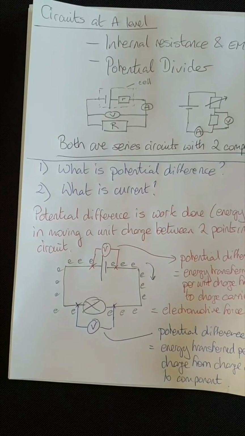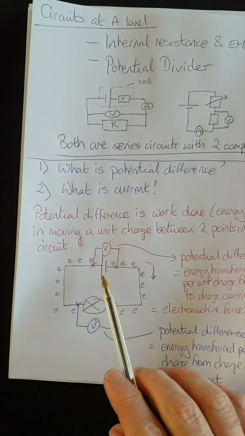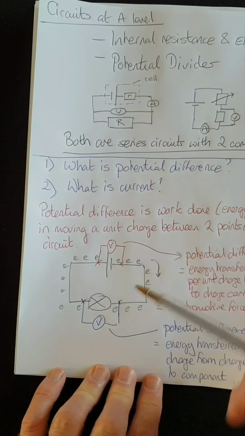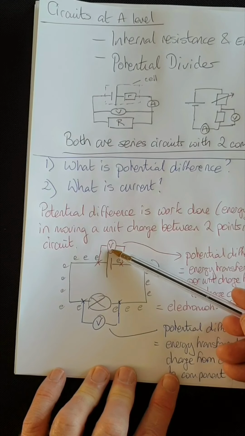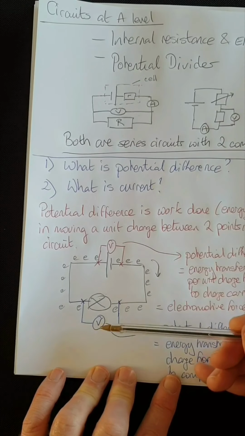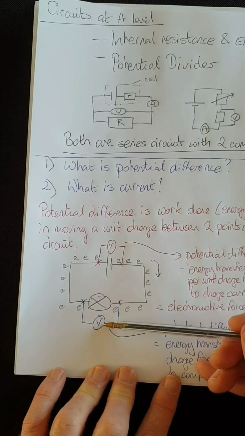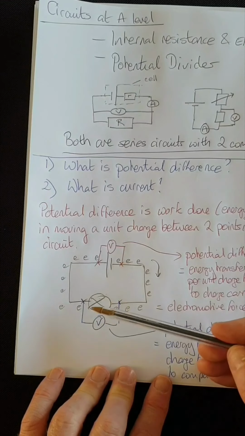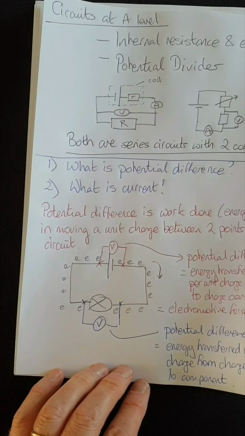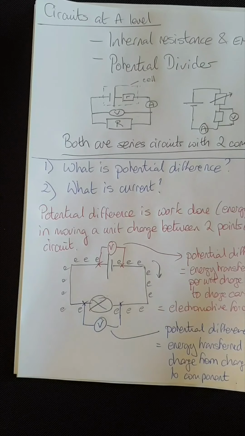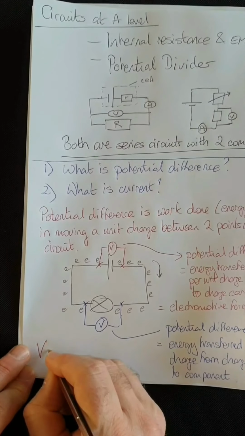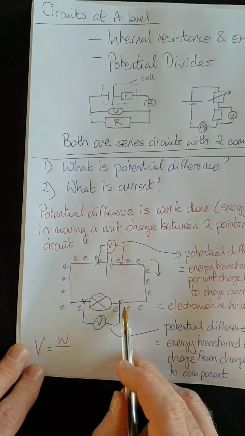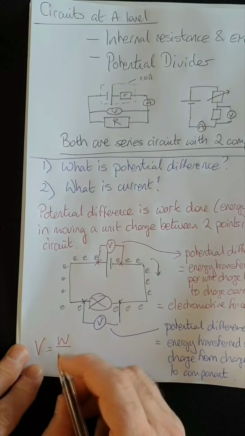And I think it's pretty easy to see that if everything was ideal, we do not have any internal resistance in the cell and the wires are assumed to have zero resistance, then whatever the potential difference is here, that is equal to the potential difference across the component. Why? Because all the energy that's given from the cell to the charge carriers is transferred to the component. So to summarize this mathematically, we can say that the voltage is equal to the work done in moving the charge carriers from this point to this point.